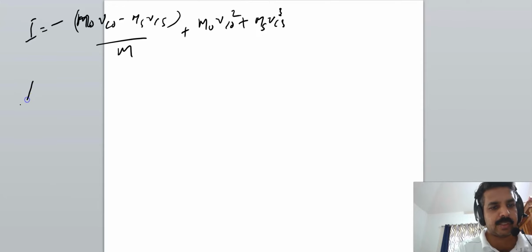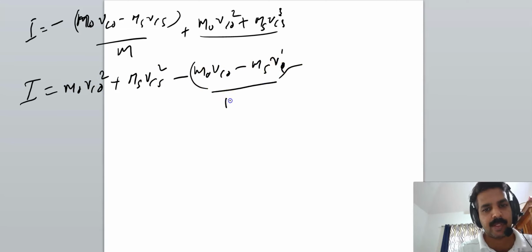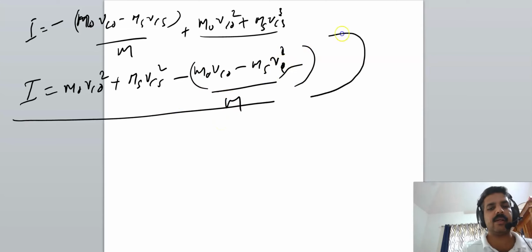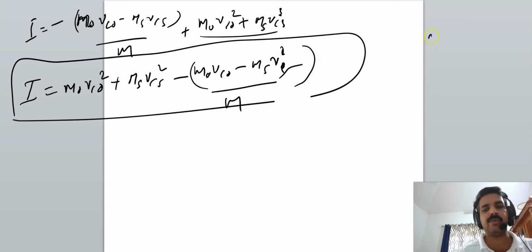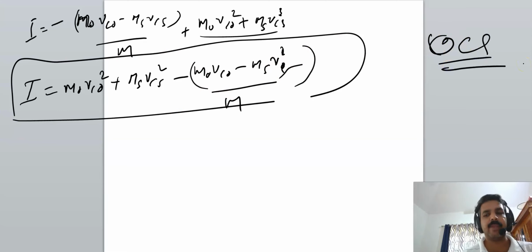So we can write like this: I is equal to, first we can write this term, that is MORCO square plus MSRCS square minus (MORCO minus MSRCS) whole square divided by M. Okay, this is the equation for the moment of inertia of the OCS molecule. Okay, and if you substitute this, what was our aim?